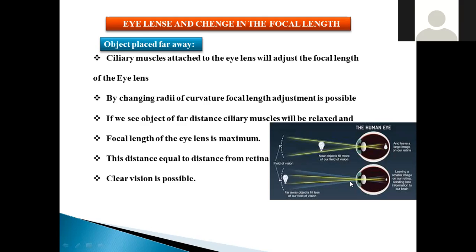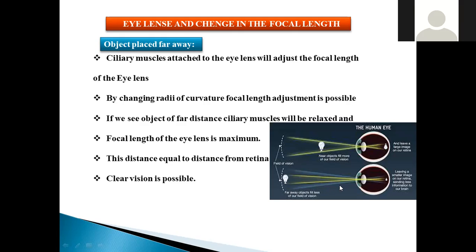and these ciliary muscles exist in a relaxed state if the object is present at a far distance. So in the second condition, you can clearly see the object is far away from the human eye. In that case, the muscles present in the protective layer get relaxed, right? So in this case, the focal length of the eye lens will be maximum.